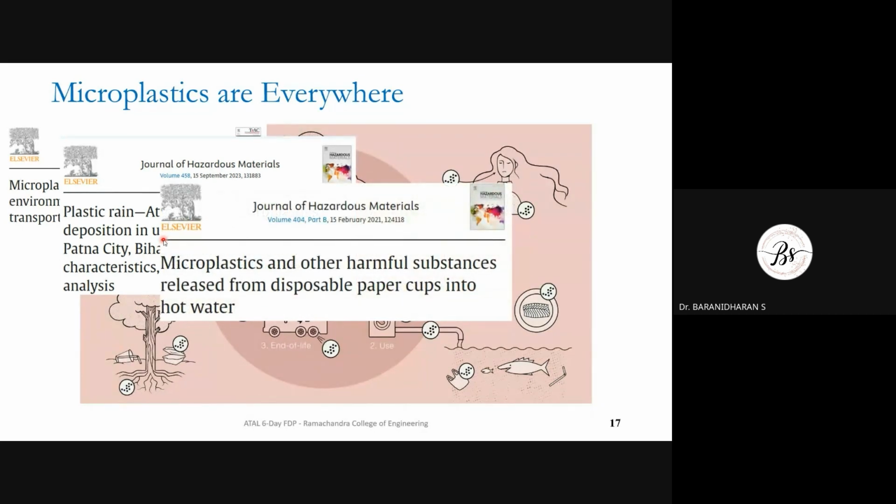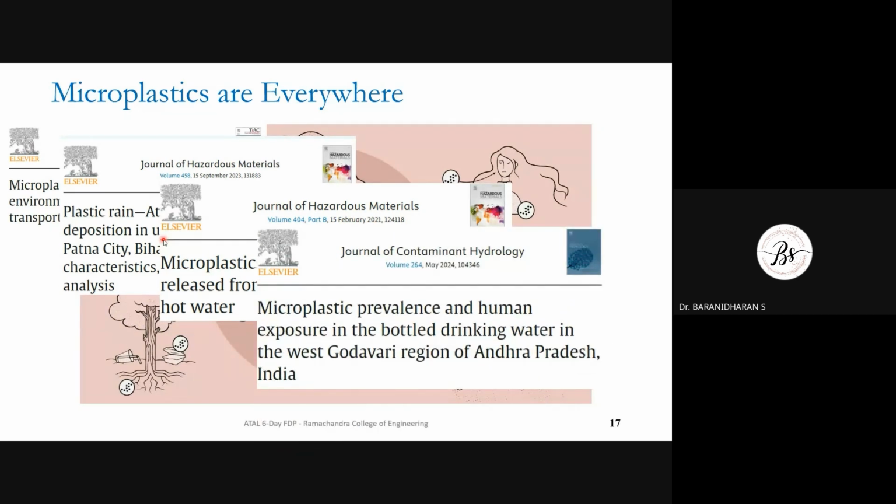Moving on to disposable paper cups, where we consume hot water, or otherwise a cold beverage or a hot beverage, there is a high risk of having these microplastics in our system. And as I have already said, we will also look at this as a case study: the prevalence, as well as the risk associated with consuming packaged drinking water.